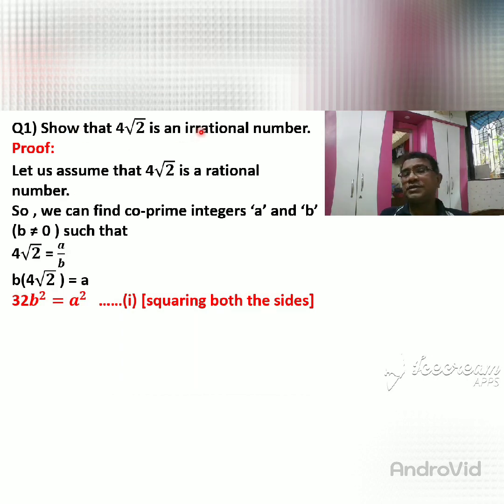See, 4 root 2 is an irrational number, that is what you want to prove. So what do they want to prove? Irrational. So you assume the opposite of that, and the opposite of irrational is rational. So let us assume that 4 root 2 is a rational number. Then rational means a upon b, and b is not equal to 0. So a upon b is equal to the rational number 4 root 2 that we considered.